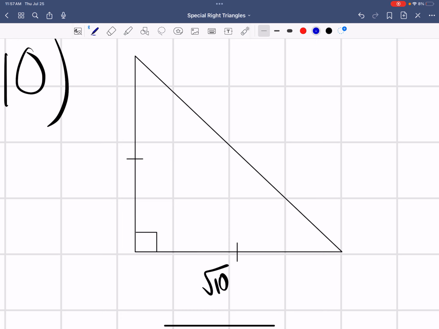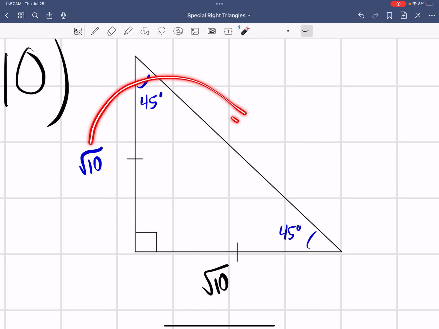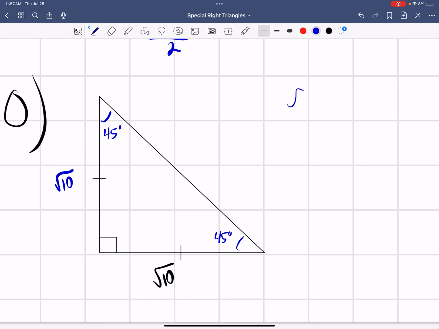Another 45, 45, 90 triangle. If the sides are congruent, then the angles are congruent, and if they're congruent, they must both be 45. Since the legs are congruent, and one of them is root 10, the other must also be root 10. And to go from the leg to the hypotenuse, we'll just multiply by root 2. But what's root 10 times root 2? Well, that's just root 20.